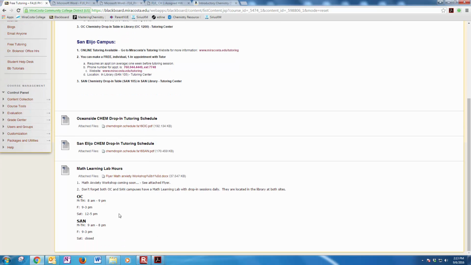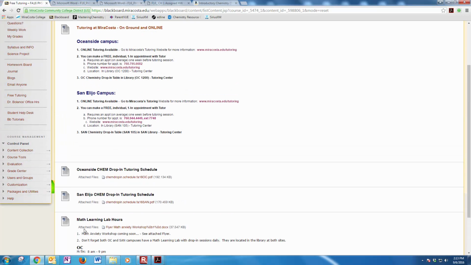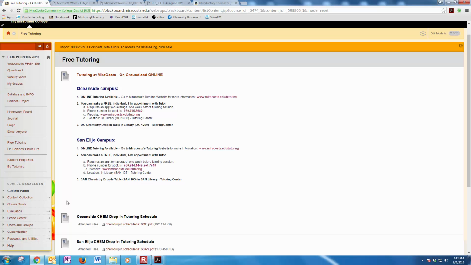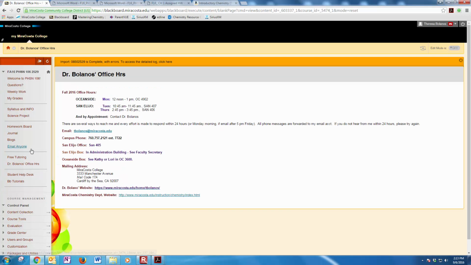If you have any trouble with math, this math anxiety workshop is old. Please disregard it, but the hours of operation, I believe, are still the same for the Math Learning Center. They mirror the library, so they're open when the library is open. So that's free tutoring. Of course, you can come see me. I'm a valuable resource, too.